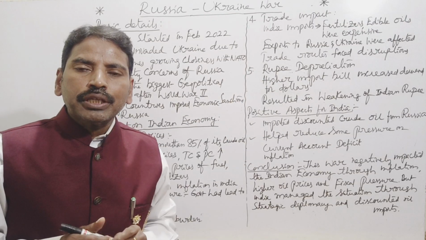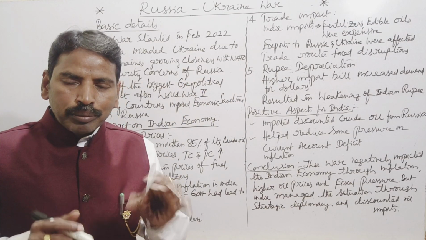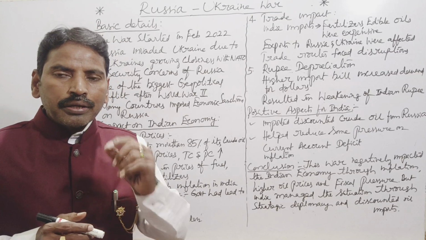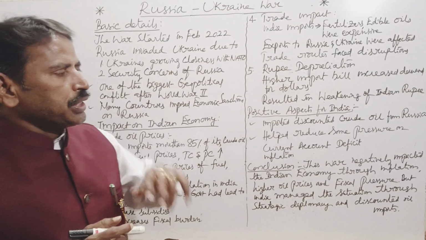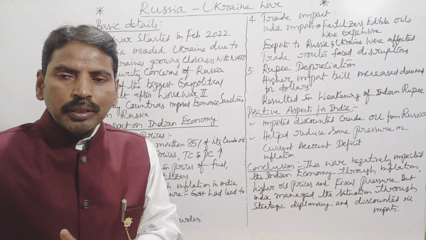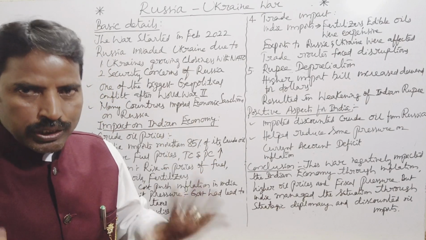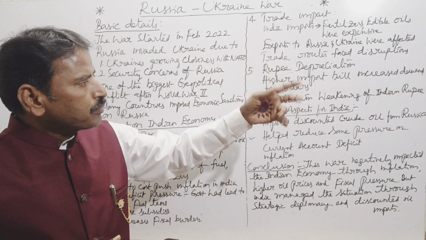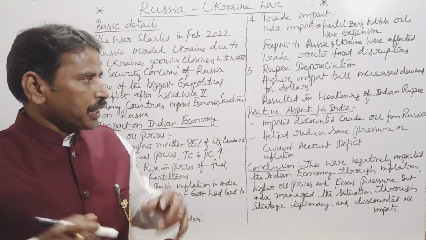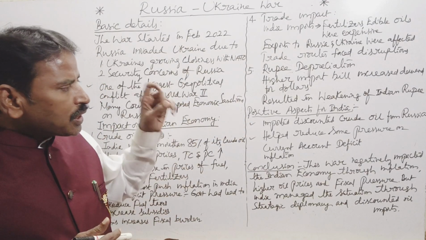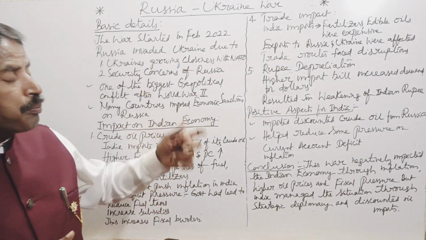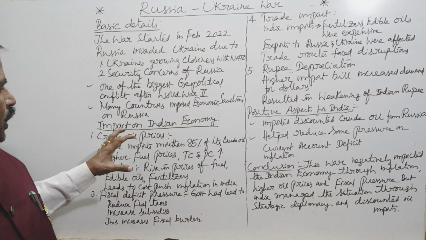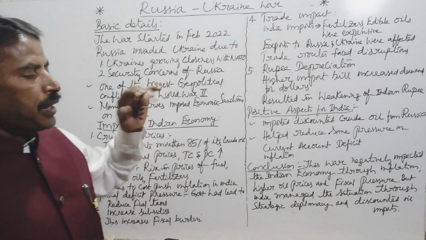Fifth one is rupee depreciation. Depreciation means the fall in the value of a country's currency by market forces under the floating or flexible exchange rate system. That is called depreciation. The higher import bill increased the demand for dollars, which resulted in weakening, or depreciation, of the Indian rupee. These are the impacts of the Russia-Ukraine war on the Indian economy.